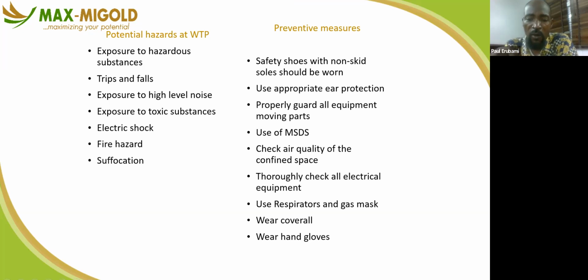Check the air quality of confined spaces. Thoroughly check all electrical equipment. Use respiratory protection and a gas mask. Wear overalls and use your hand gloves. These are all preventive measures you can use, most especially with chlorine. If chlorine touches your cloth, it bleaches the color because it's a bleaching agent. And if your hand touches chlorine, you could still perceive the odor for a whole day before it goes off.